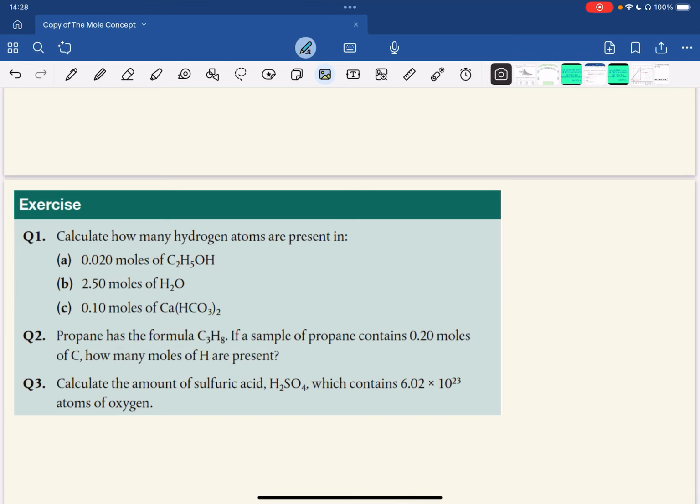All right, dear students, in this video tutorial, I will be explaining the practice questions from the slides. First of all, let's take a look at question number one. It says calculate how many hydrogen atoms are present in these. We have three choices. So let's see how we do these questions.